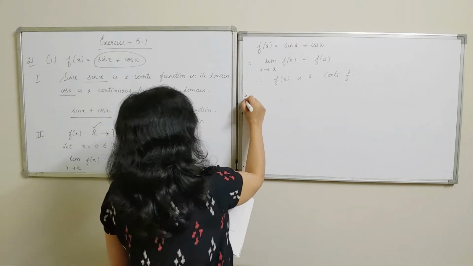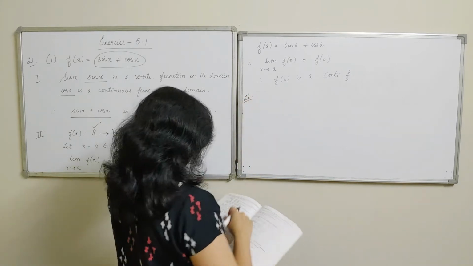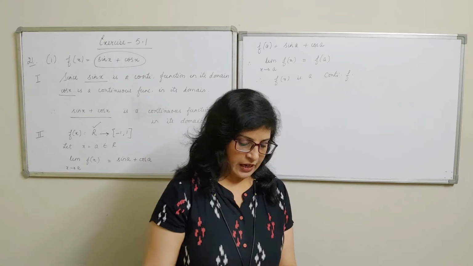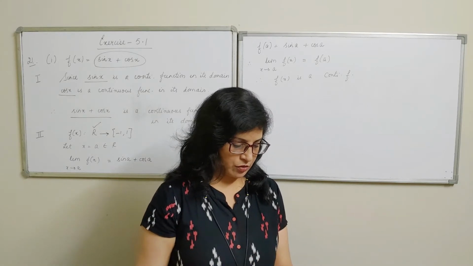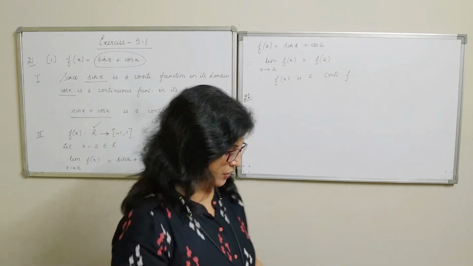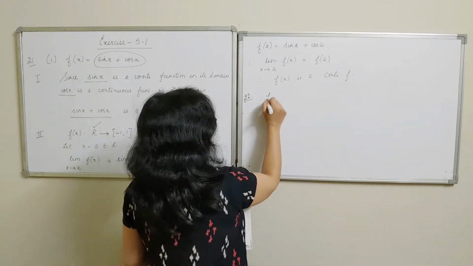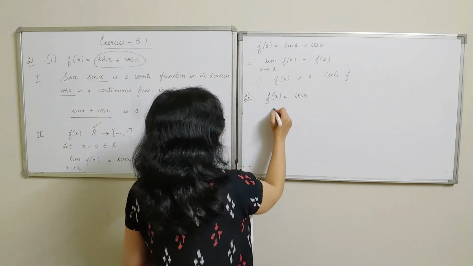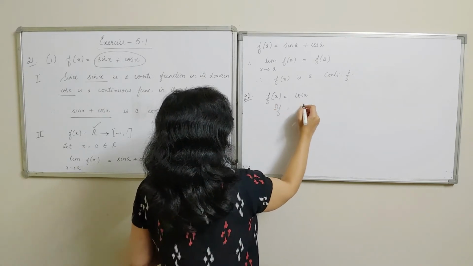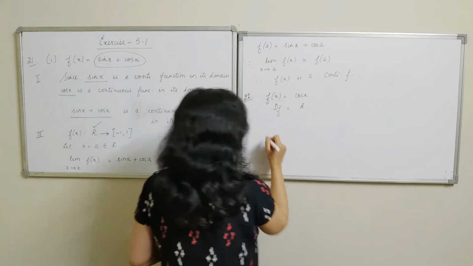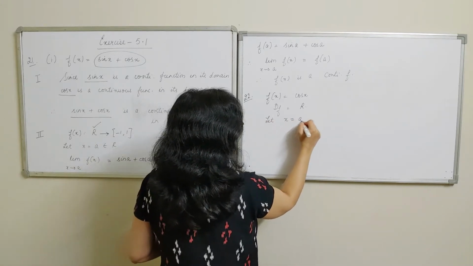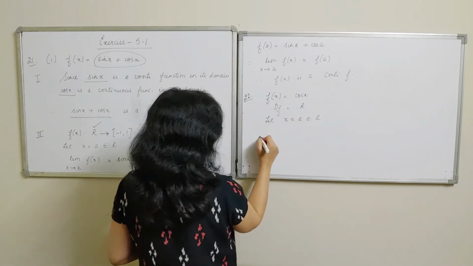Then next we are moving on to 22nd question. Discuss the continuity of sine, cosecant, secant and cotangent functions. So we are going to take up here sine function, cosine function. So f(x) is cos x, and we know the domain of the function is the set of real numbers. Let us choose a real number a from its domain.